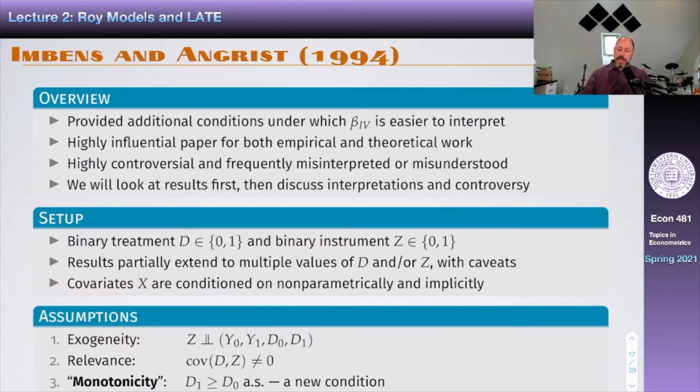And what I wrote here is that they provided additional conditions under which this estimate, beta IV, is going to be easier to interpret. And it's not going to suffer from the problem that I said before. This paper, as you all know, has been highly influential, is used a lot in theoretical and empirical work. It's often controversial as well. And I would claim here that it is often misinterpreted. People use it, but without understanding exactly what they're getting out of it sometimes.